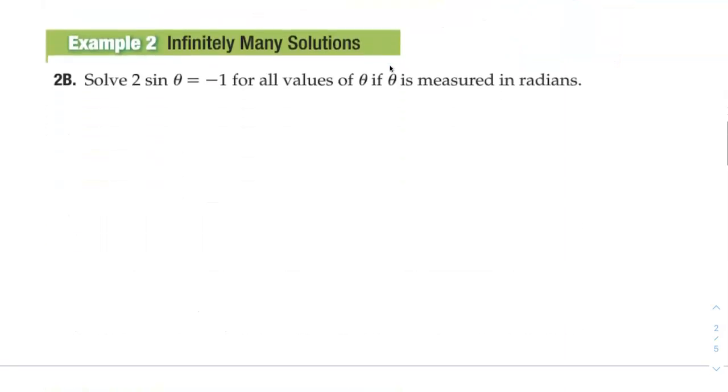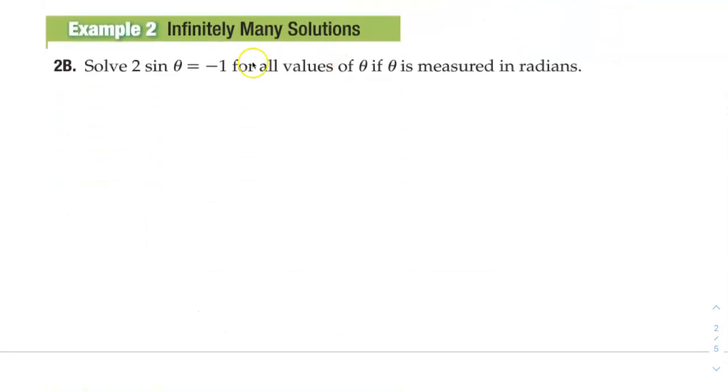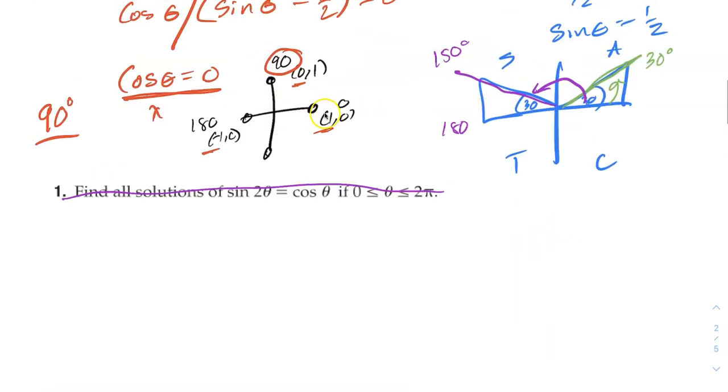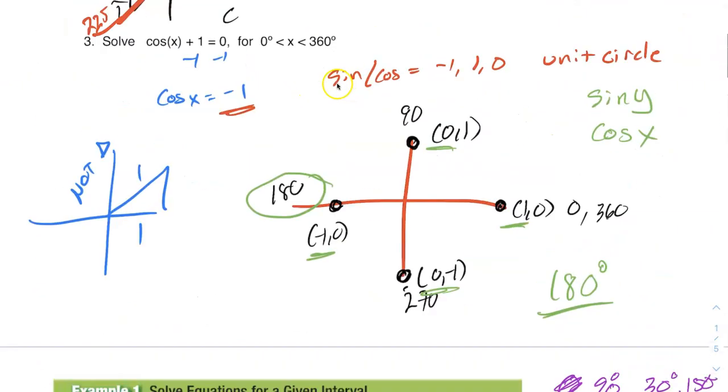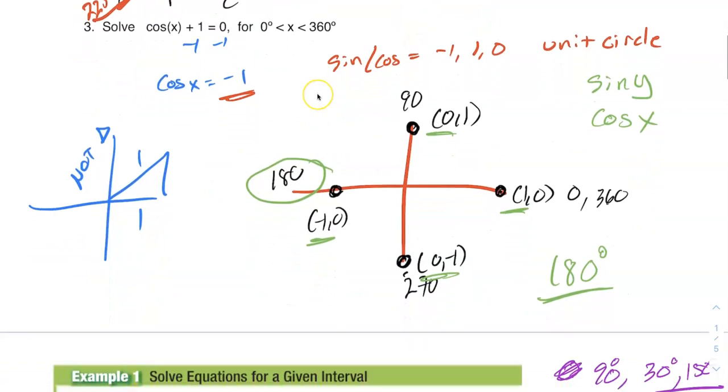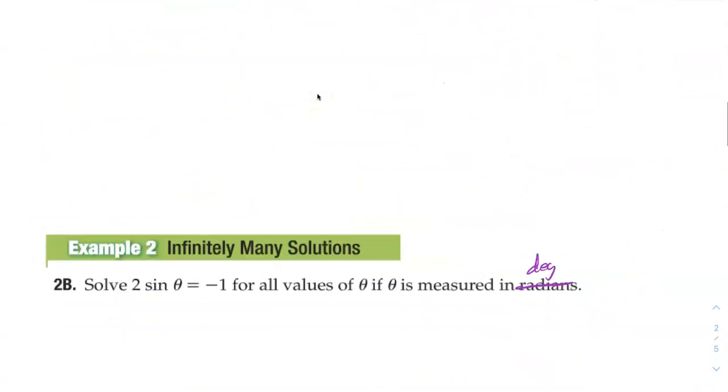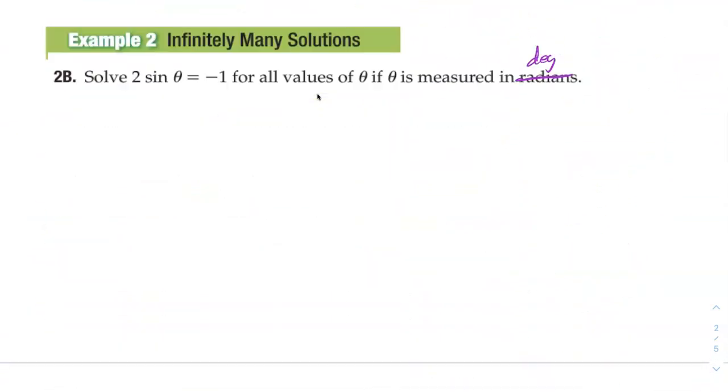So the next one. Infinitely many solutions. Solve 2 sine theta equals -1 for all values of theta. Well, we're not doing radians here, we're doing degrees. So for all values, no domain. Over here it said 0 to 180. Some of the other ones we did 0 to 360. I didn't talk about it because that's a generic one. Now we want for all values. We'll talk about this. So first, let's solve it.